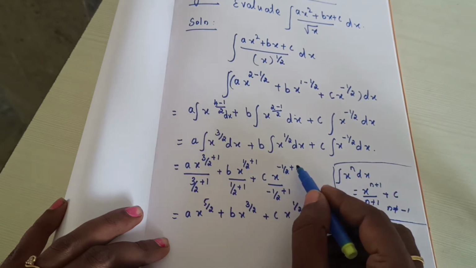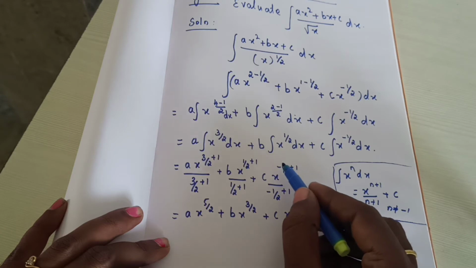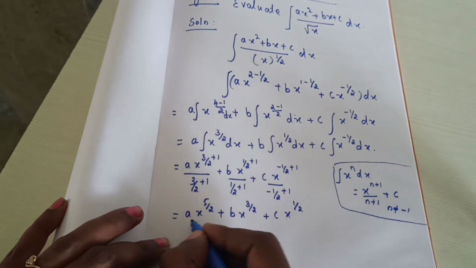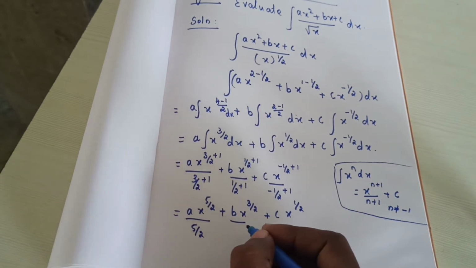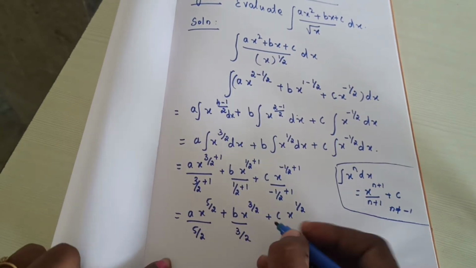Is it right? So 2 is the LCM here. So 2 will go there. So minus 1 plus 2, so plus 1 by 2. Denominator 5 by 2 you will get. Here how much you will get? 3 by 2 you will get.